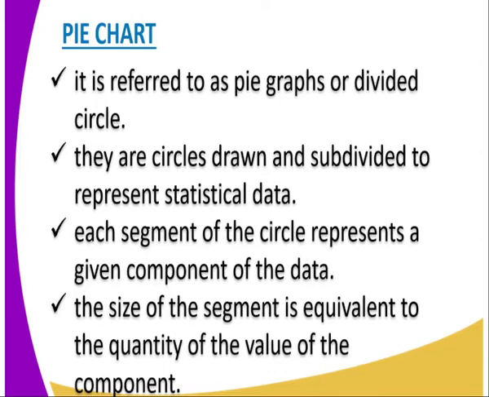A pie chart is referred to as a pie graph or divided circle. They are circles drawn and subdivided to represent statistical data. So we draw a circle, then we subdivide it to represent the statistical data. Each segment of the circle represents a given component of the data. The size of the segment is equivalent to the quantity of the value being represented.